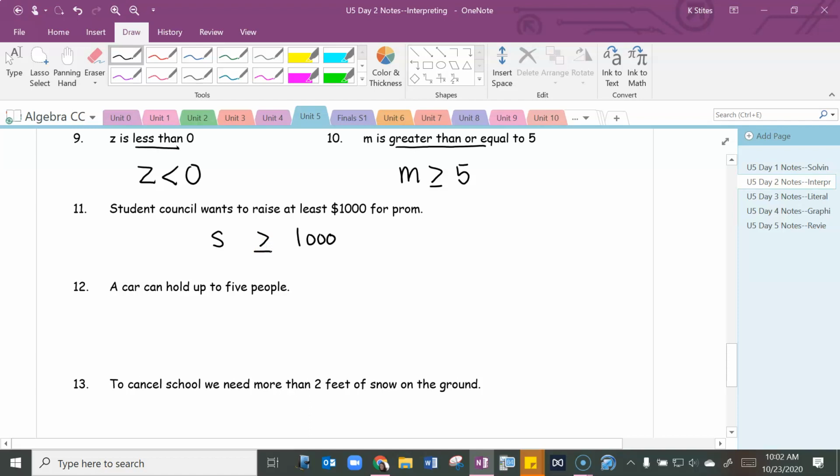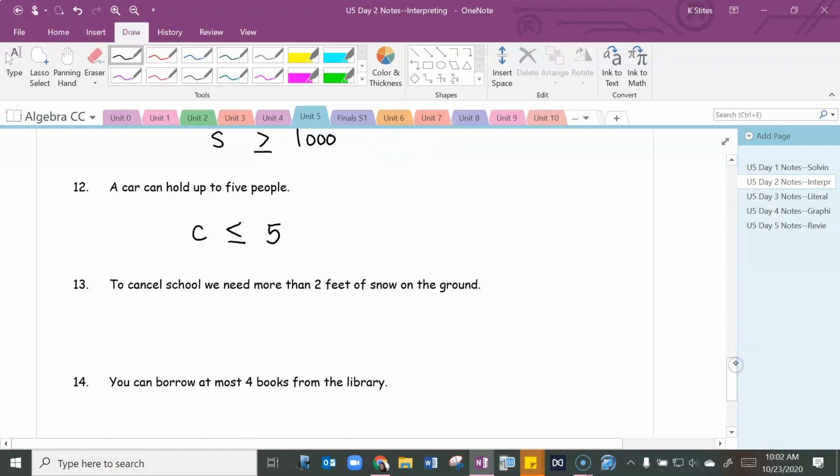Here's my car problem. A car can hold up to 5 people. I'm going to put a C and a 5, up to. So in this situation, that means we can have 5 people or less. So this is a less than or equal to. Less than, pointing to the left.